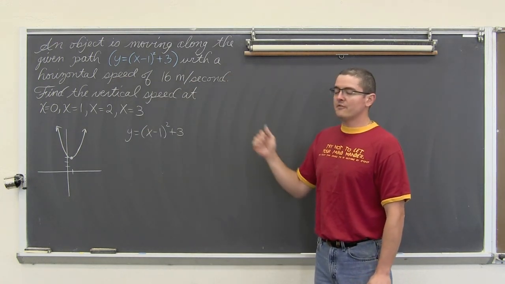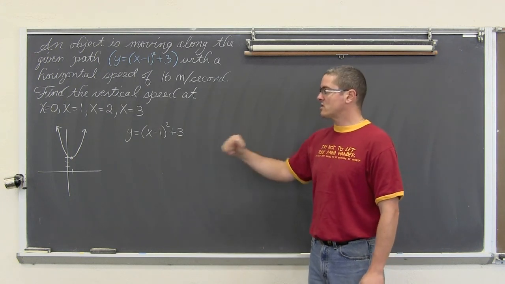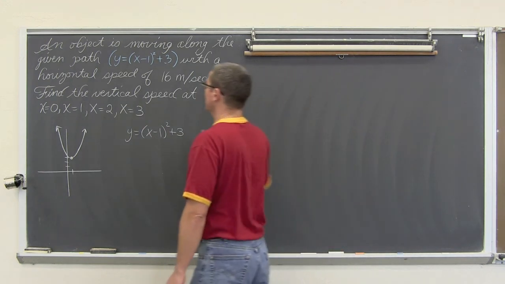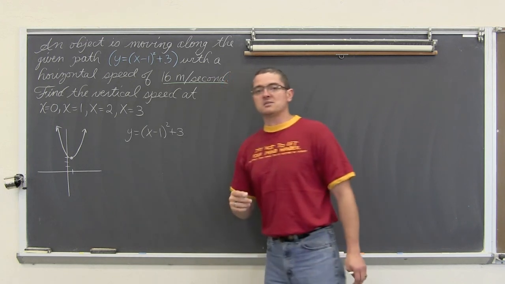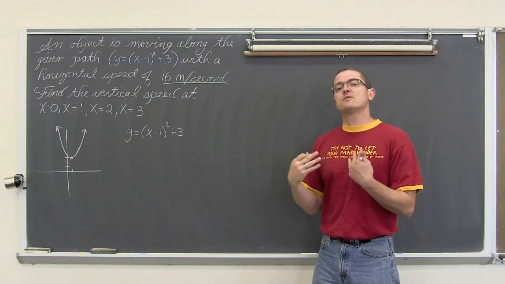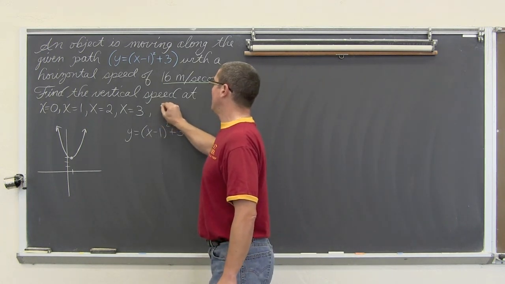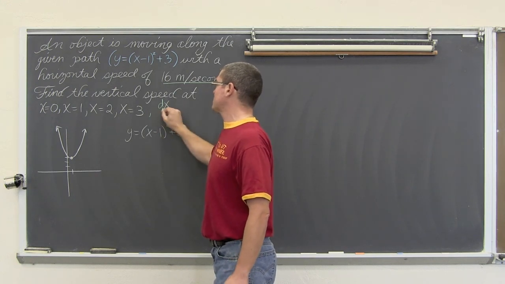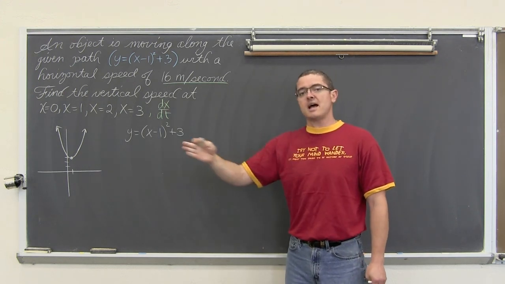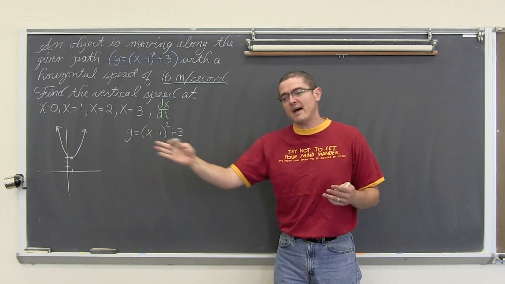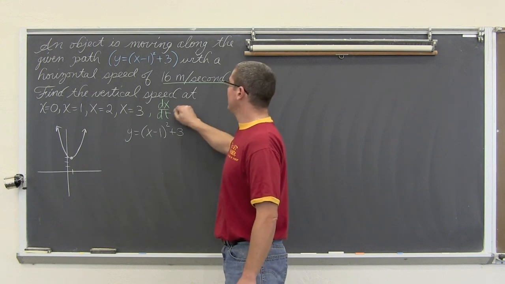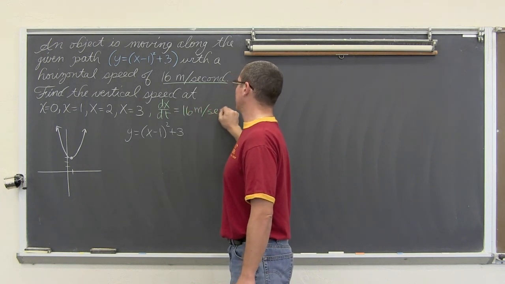Now, I've already sketched it for you, given you the equation, and I've given you the values of 0, 1, 2, and 3 for x. I also gave you here where it says the horizontal speed is 16 meters per second. Well, that's a rate of change. Now, it's rate of change over time. So this is going to be the derivative of x with respect to time, or the horizontal distance, because the x-axis is your horizontal axis, right? So that's how fast you're moving along the x-axis with respect to time. So dx over dt is going to be 16 meters per second.